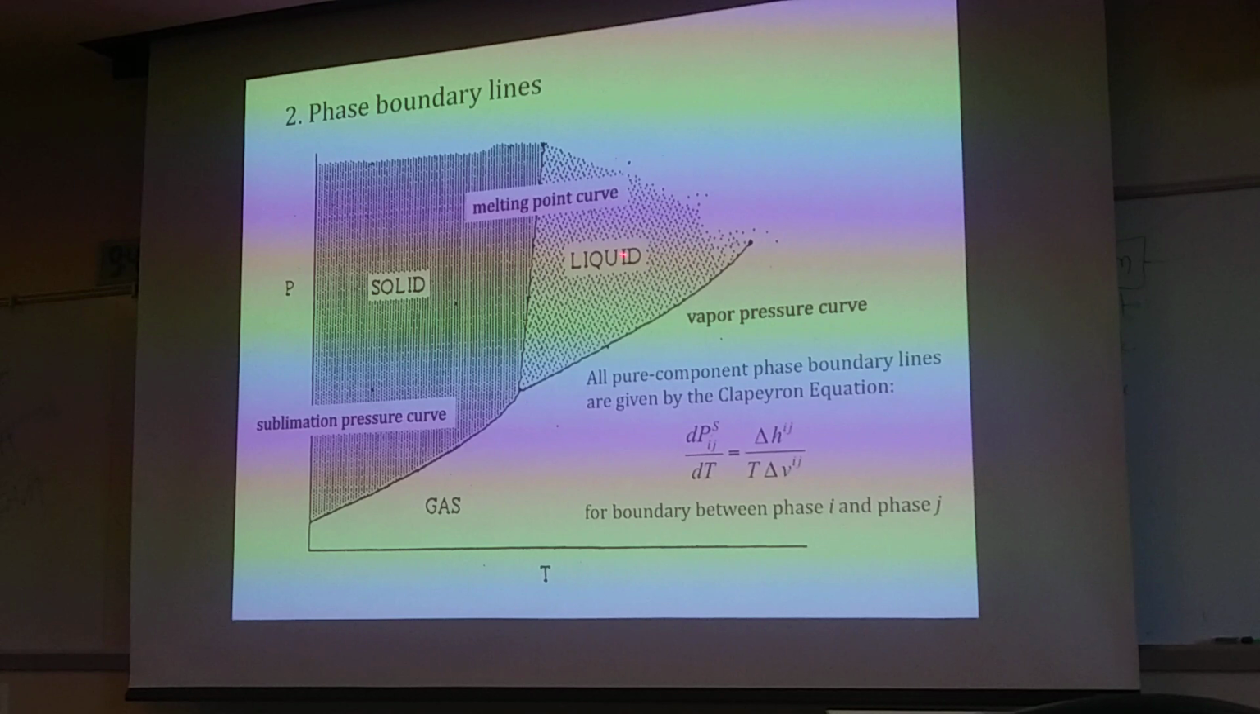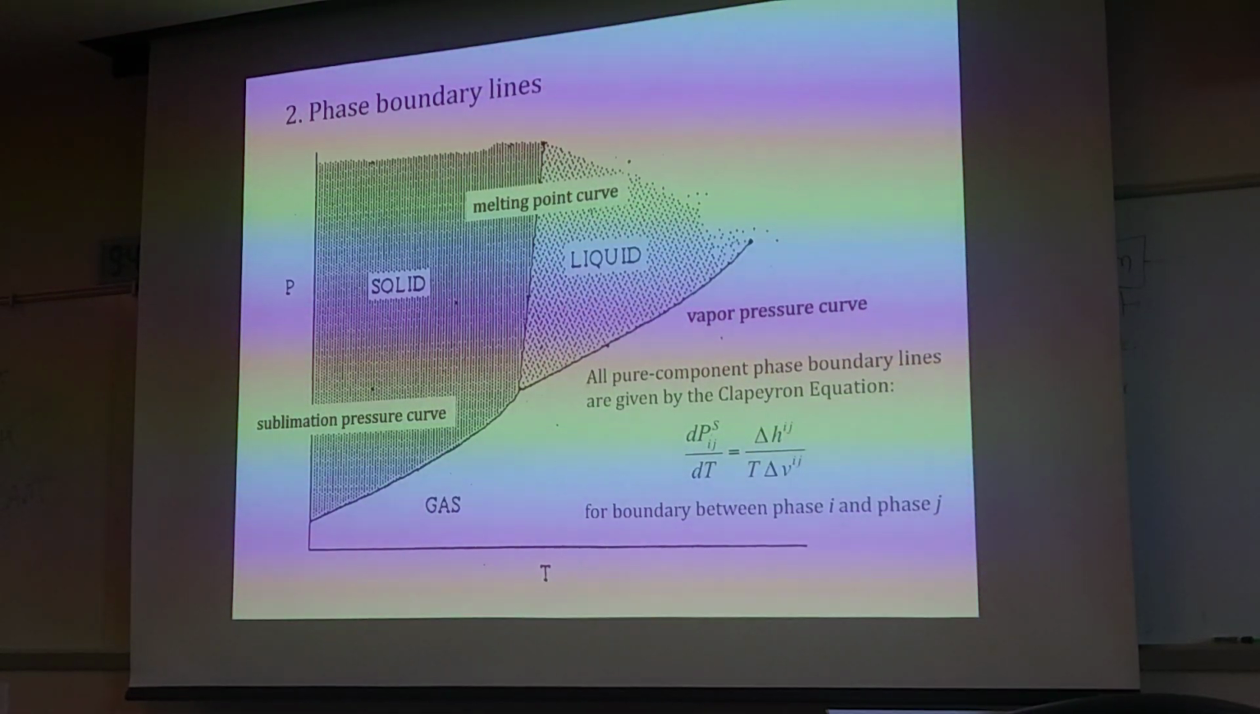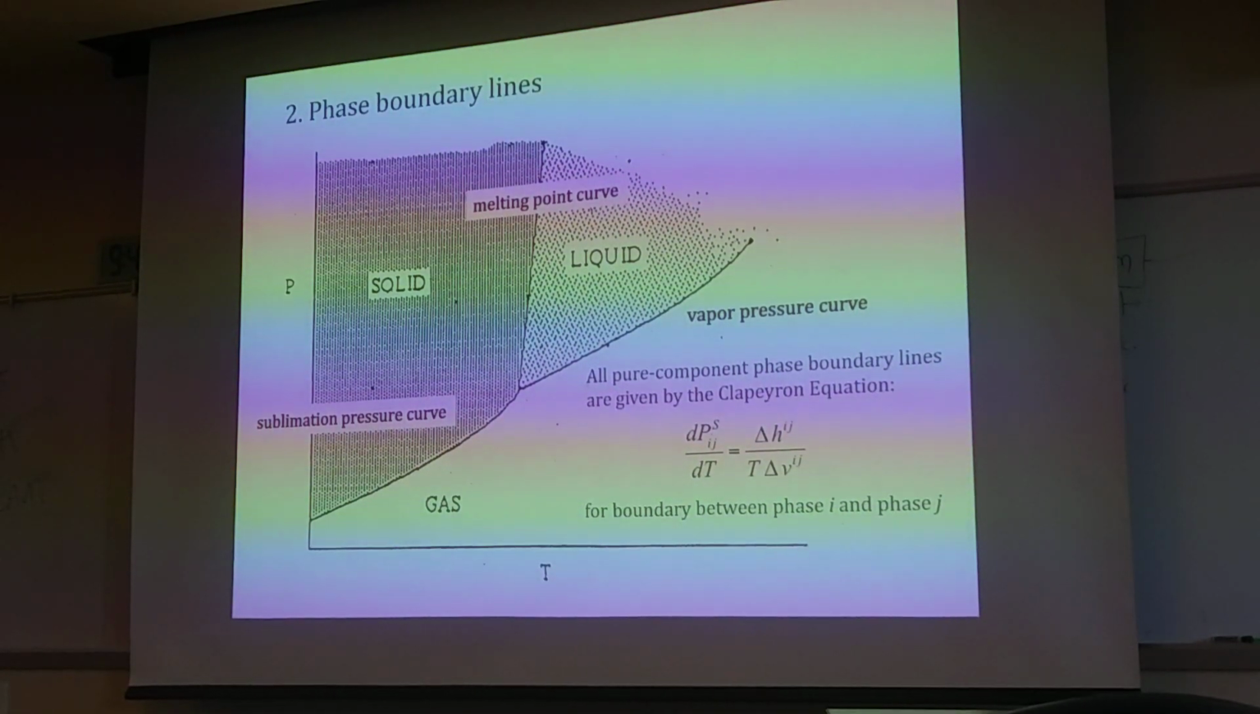It can be used to describe all three of these curves, and the appropriate quantities here have to be used in each case. So we can use the Clapeyron equation to describe the vapor pressure curve, the melting point curve, and the sublimation point pressure curve. So let's explore this a little bit further.